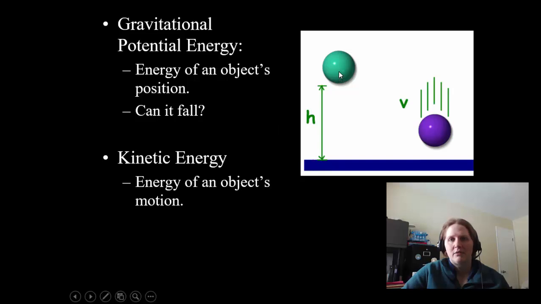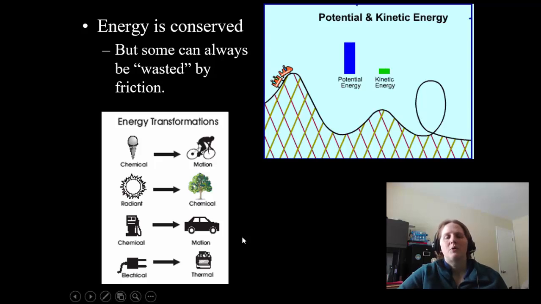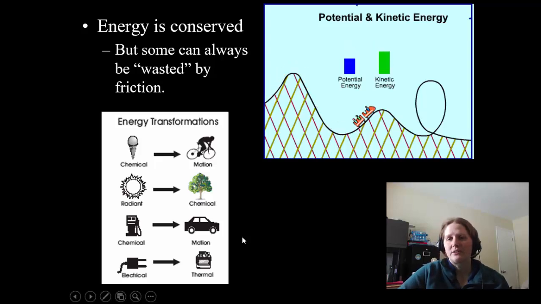Gravitational potential energy, once you let the ball go, will transform into kinetic energy. When you need energy, you eat food, which has chemical potential energy, stored energy, and you can turn it into energy of motion. You can turn it into thermal energy. So energy can be transformed from one type to another. But we say that energy is conserved.